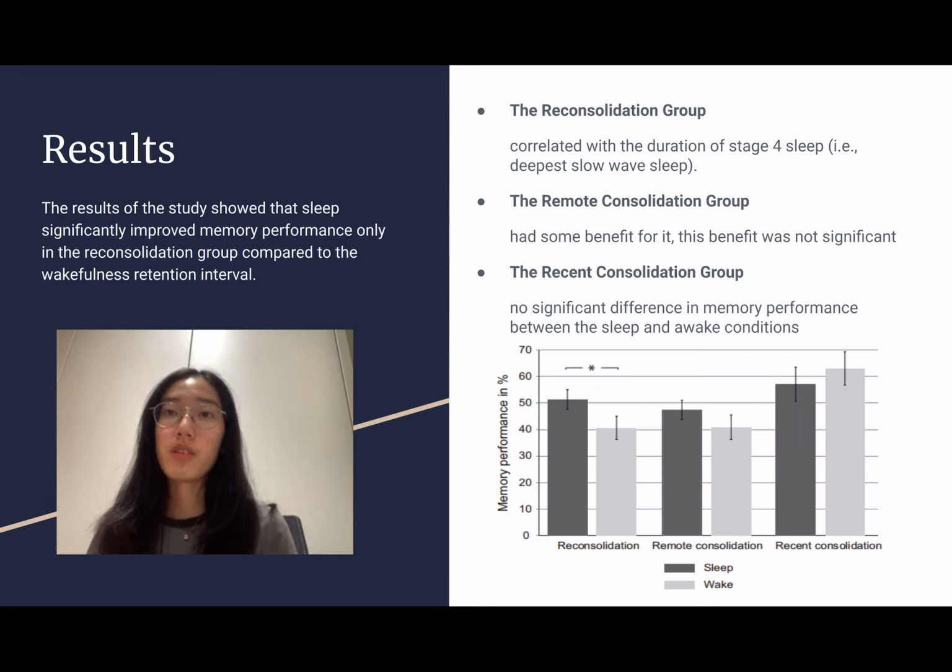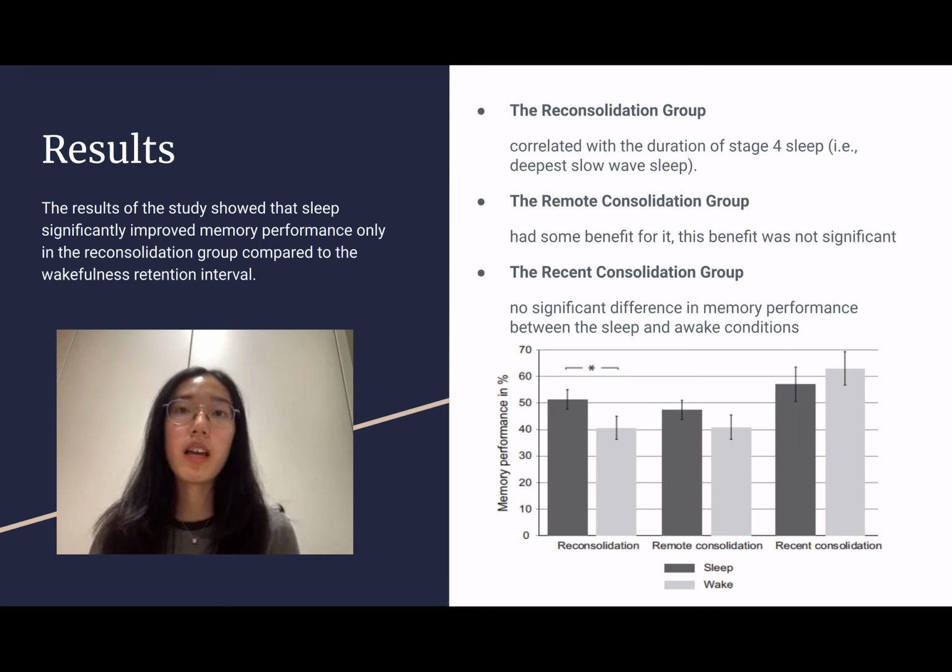In the reconsolidation group, memory performance correlated with the duration of sleep stage 4, which is the deepest slow wave sleep. This observation suggests that reconsolidation, like consolidation, may be supported by focal events associated with the slow wave sleep. Although sleep also had some benefit for the remote consolidation group, this benefit was not significant.